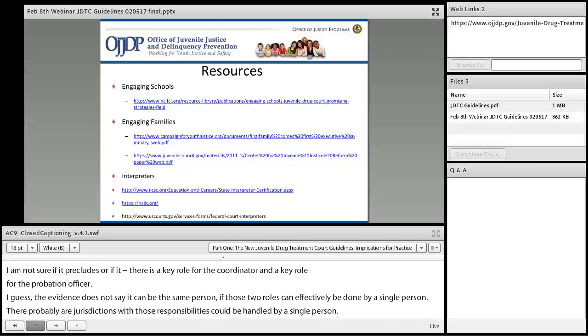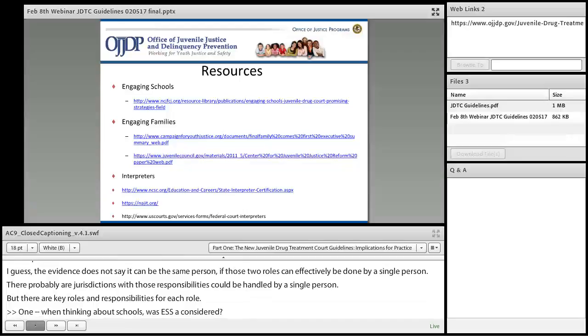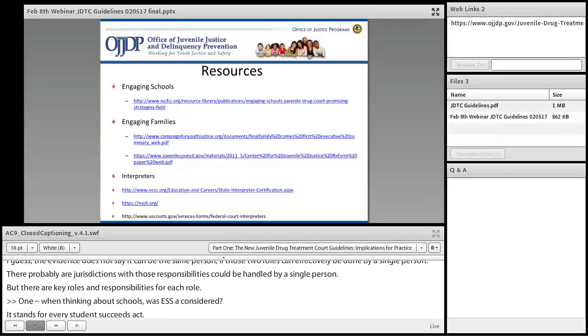And when we're thinking about schools, was ESSA considered? ESSA, for those of you who might not know, stands for the Every Student Succeeds Act. Was that one of the things that you drew on when you were thinking about education in our treatment courts?